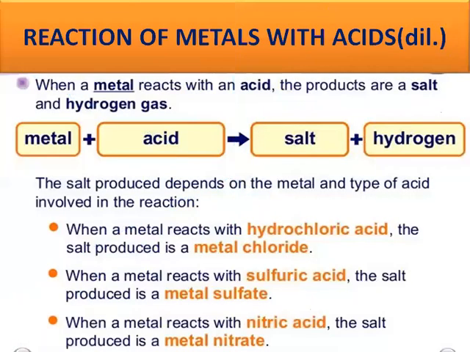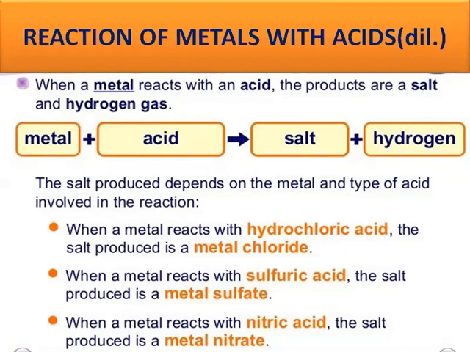The next is reaction of metals with acids, dilute acids. Since we are using the mineral acids, a little amount of acid is sufficient to get the result. So we are taking the dilute acids. When a metal reacts with an acid, the products are a salt and hydrogen gas. Metals usually displace hydrogen from dilute acids. Only the less reactive metals like copper, silver, and gold do not displace hydrogen from dilute acids.